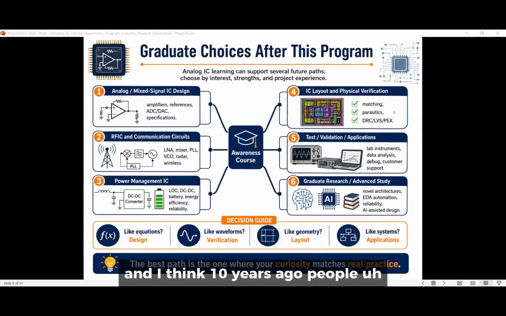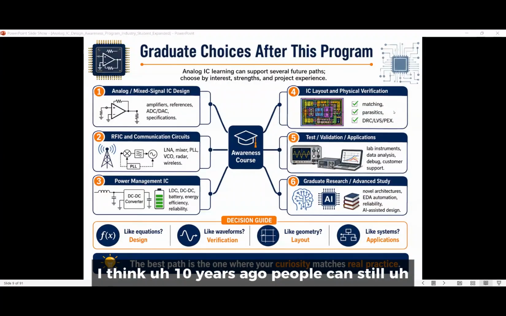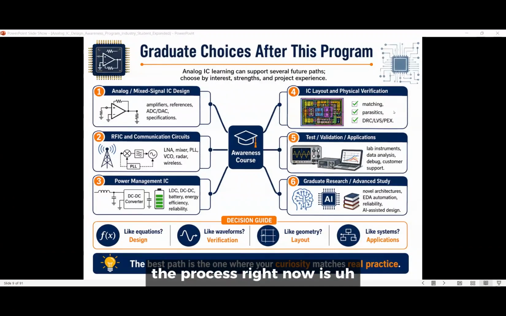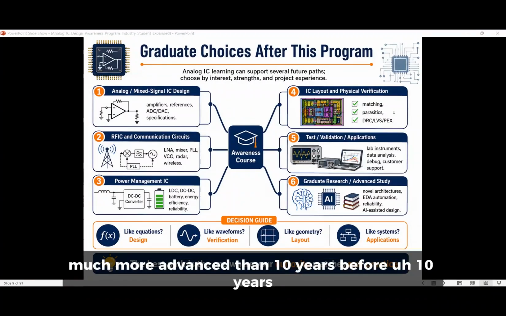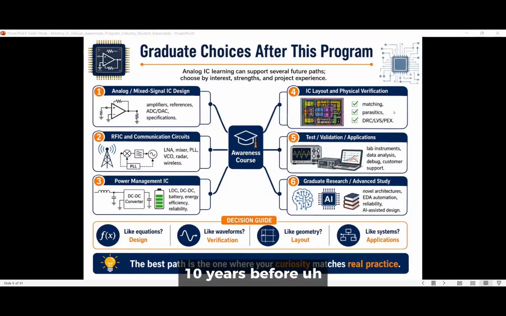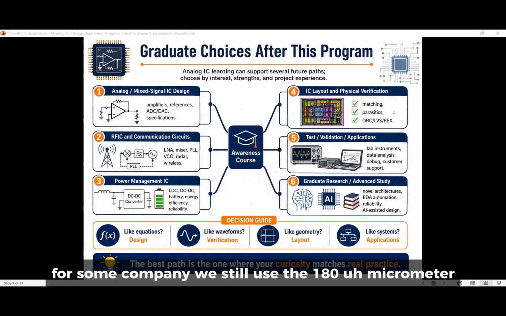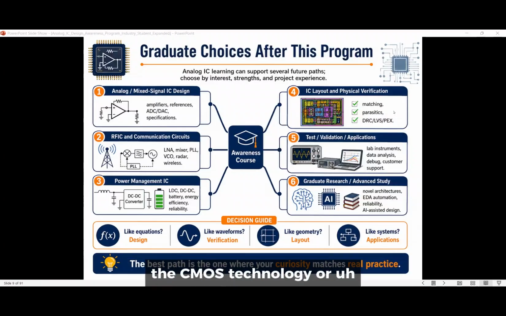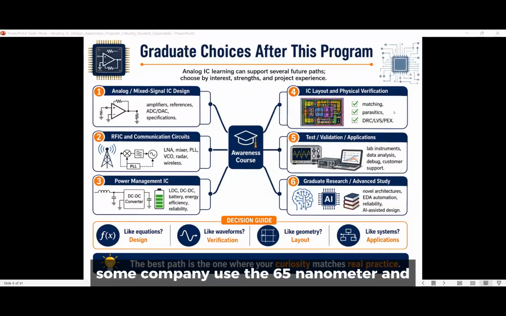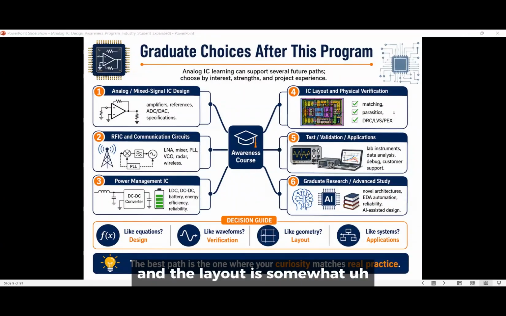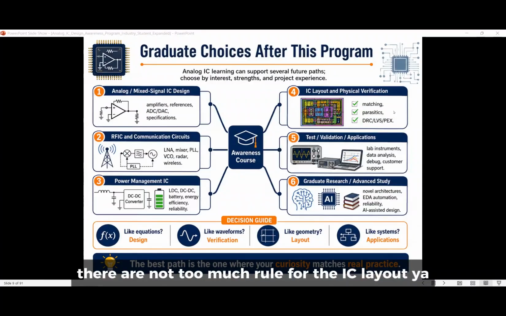I think 10 years ago, people could still work on this without a master's degree, but right now it's somewhat difficult. The main reason is that the process is much more advanced than 10 years before. Back then, some companies still used 180 nanometer CMOS technology, or even 65 nanometer, and the layout was somewhat easy to draw. So there were not too many rules for the IC layout.